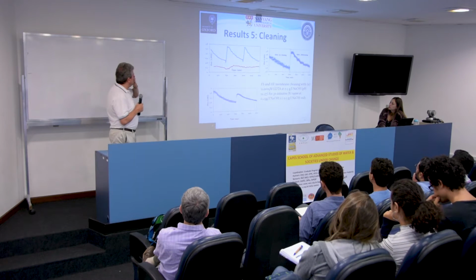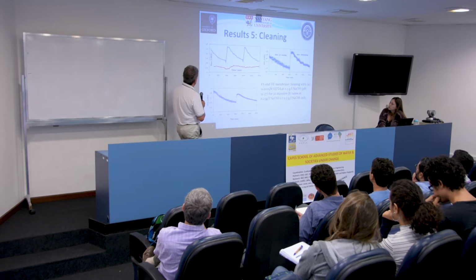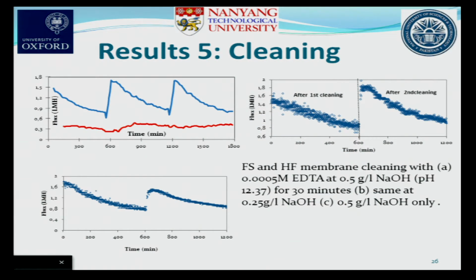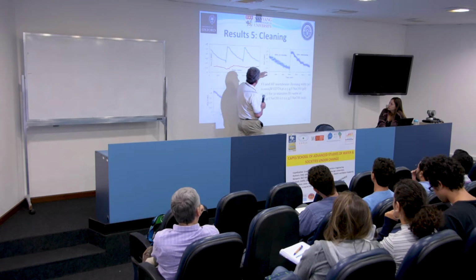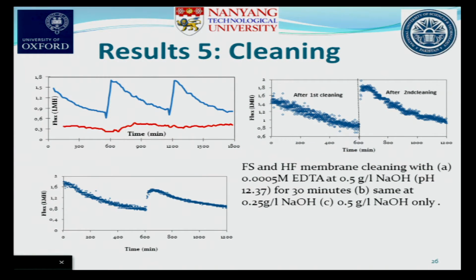Finally, on cleaning, so this is a graph of what happens to the flux with time. You can see how it's dropping because it's fouling up on the membrane surface. So what we do is we stop it and we clean it, and then it recovers, and then it drops again, and then it recovers. Here you can see in more detail, this is what happens after a first cleaning. We clean it with EDTA or with hydroxide, and then it recovers again.